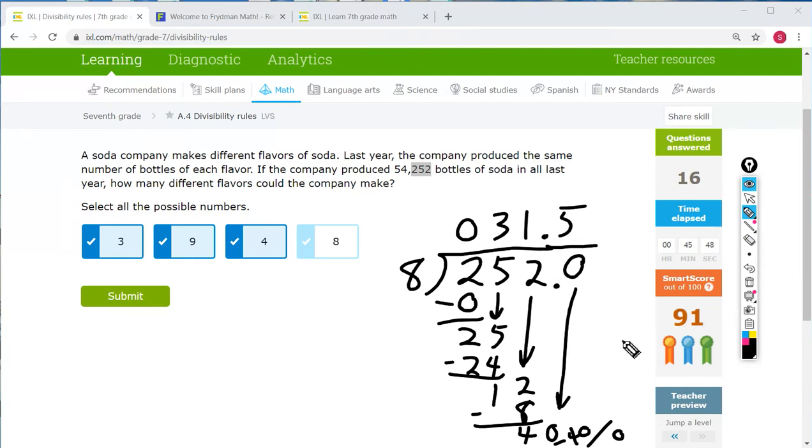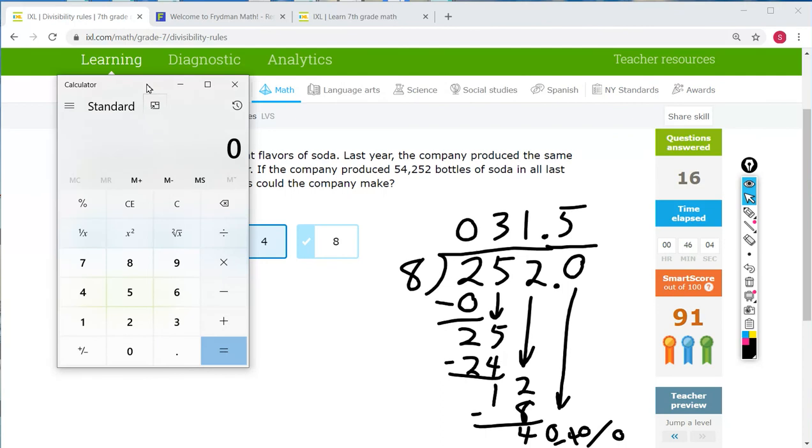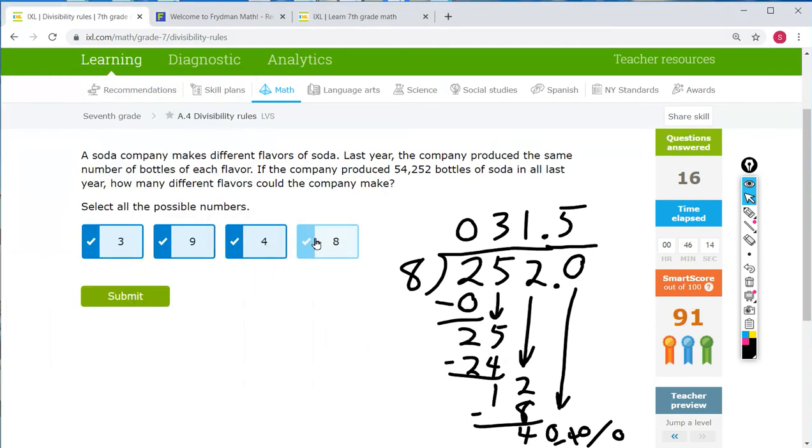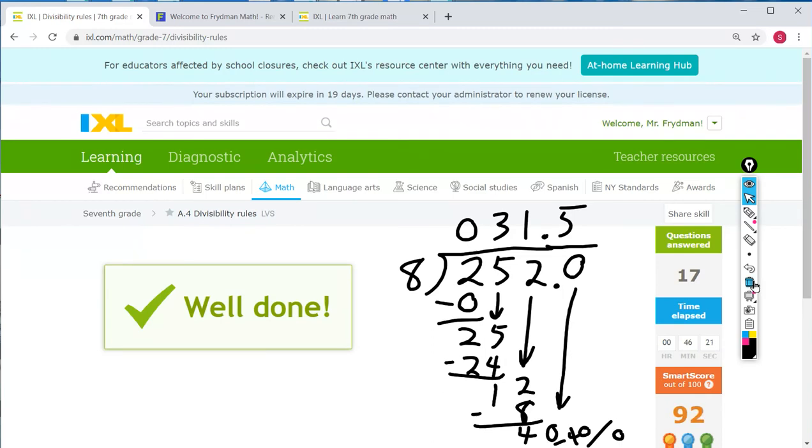I did not get a whole number, so that means 8 does not go nicely into 252, and therefore, according to the rule on the reference page, 8 also does not go into 54,252. And again, we can check that very easily with the calculator just by doing 54,252 divided by 8, and we can see that we get a decimal result, which is not what we wanted. So we're not going to click on 8. But all of these were good, so let's click Submit there.